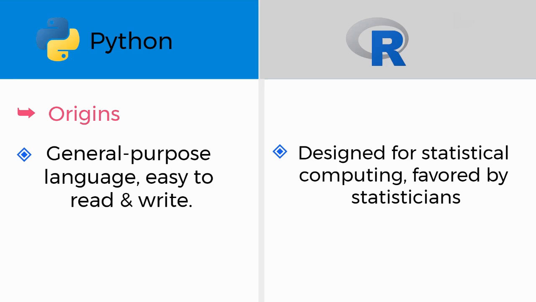Let's break it down. Python was created as a general-purpose language that's easy to read and write. On the other hand, R was built specifically by statisticians for statistical computing. This difference in origin still impacts how they're used today.